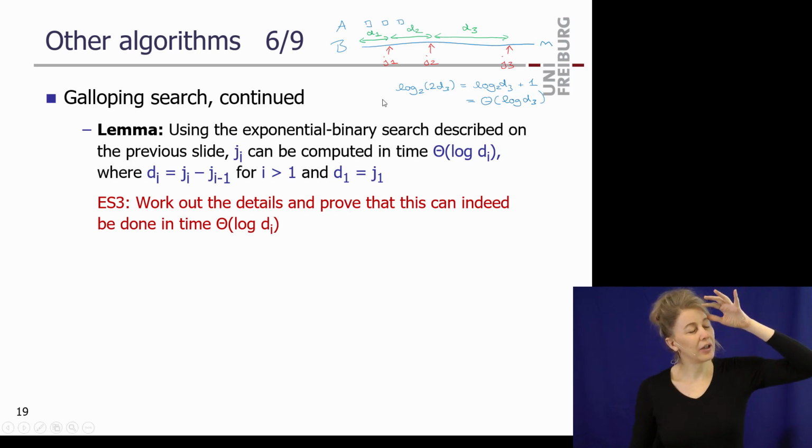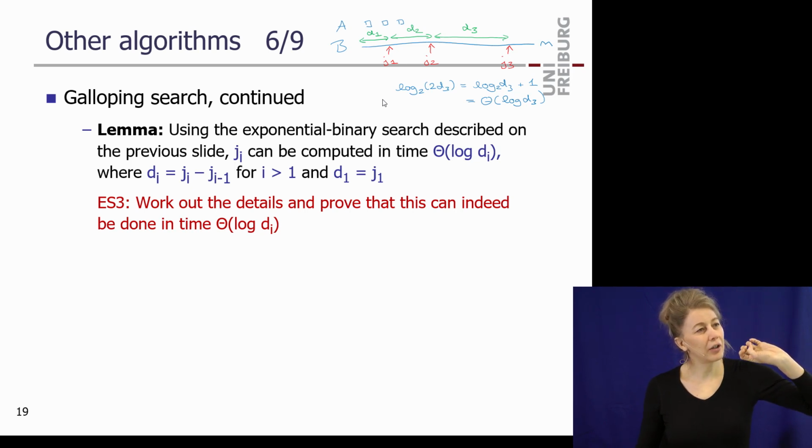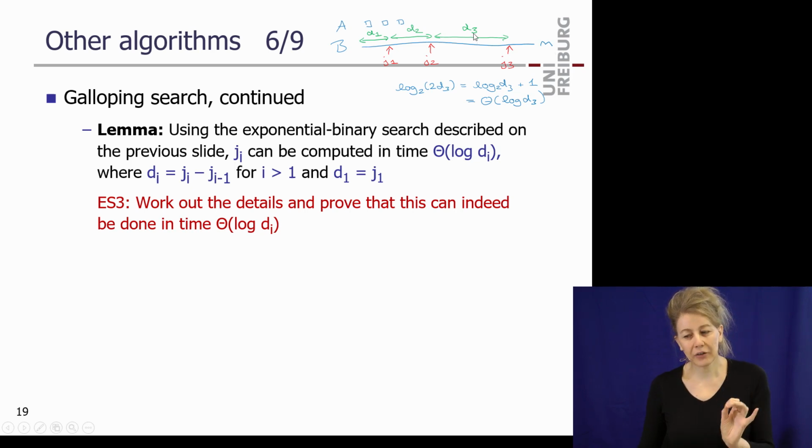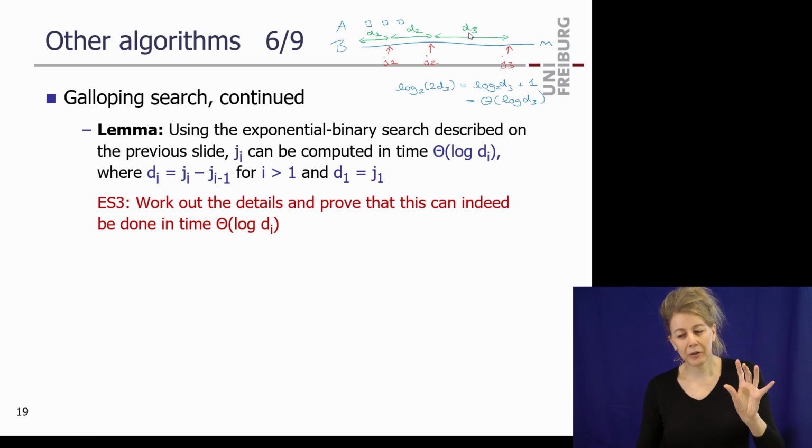Yeah? Doesn't the DI depend on the whole length of your array? Doesn't it depend on n? So the question is, does this D3 depend on the whole of n? Yes. The D3 is just a fixed number which depends on your input.